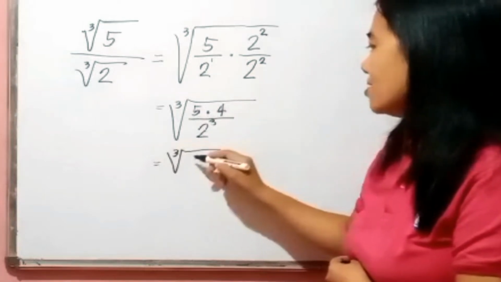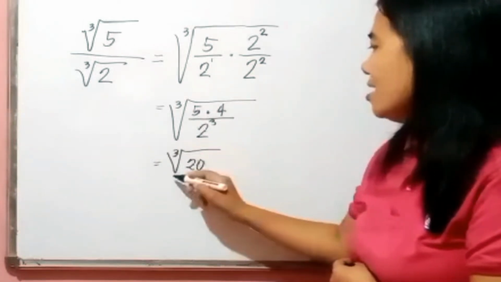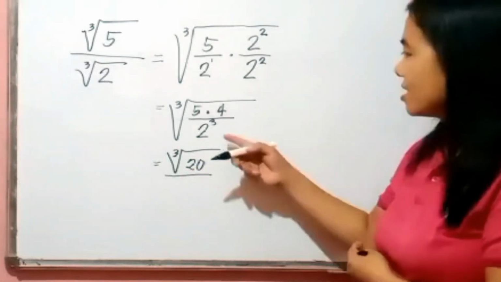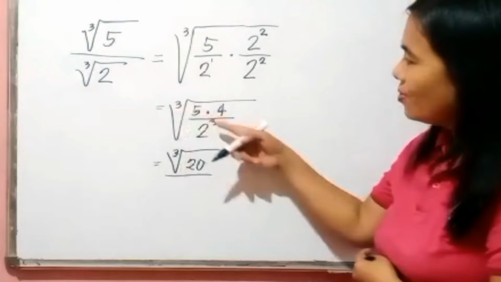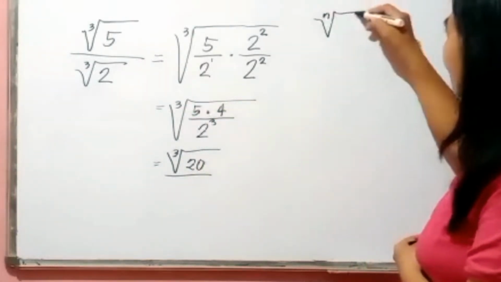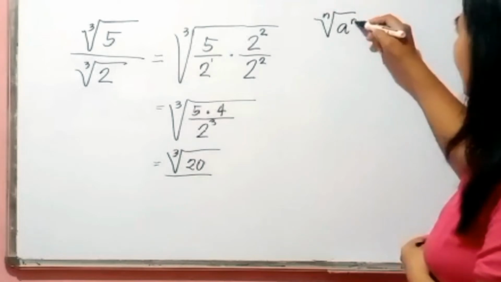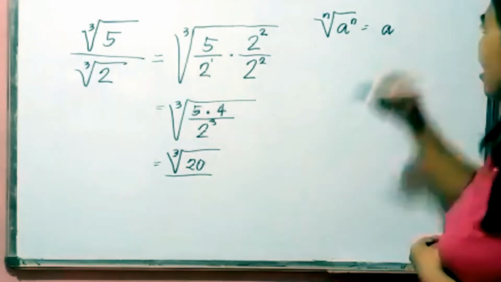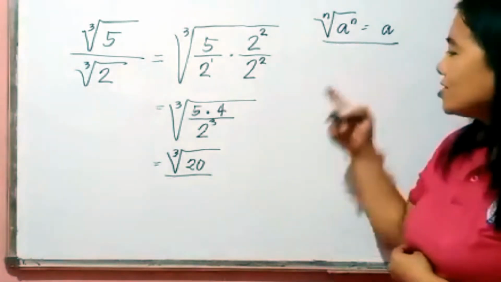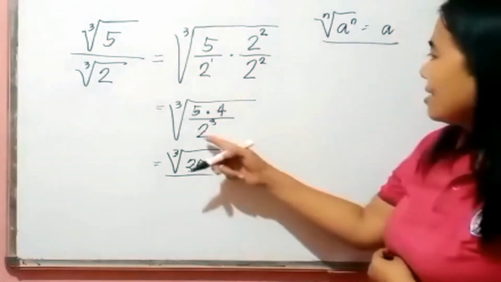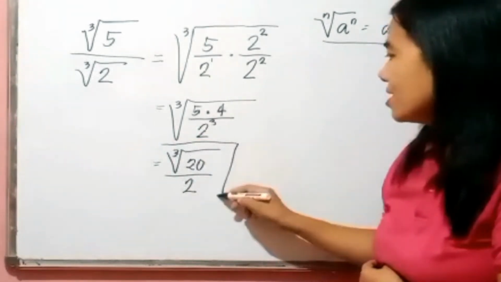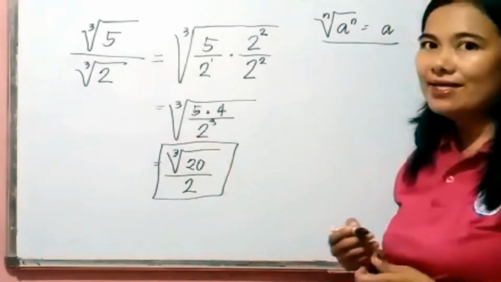So, meron tayong cube root of 20 over, bakit hindi ko na sila ni-write as 1? Kasi, di ba, 3 na yung exponent niya. And meron tayong nth root of a to the n is equal to a. Diba? Meron tayong laws of radicals na ganito. So, what we're going to do is, ilabas na natin yun. Okay. And there you go. Meron na tayong final answer.